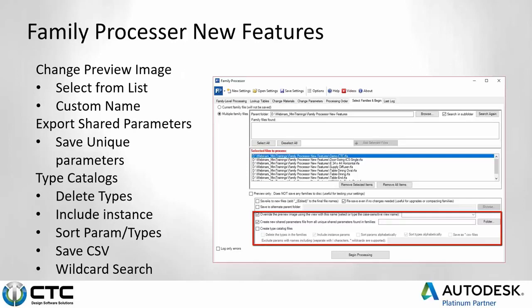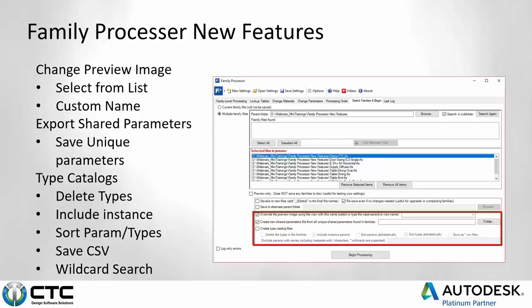The next one is the ability to change the preview image. This was added because of so many issues with how Revit just gives us the preview image, but now you can actually set what preview image you want to list. So you can select from the list, or you can type in a custom name. If you have a view in the family that you're using as your startup, it has a name of the view you want to use, you can pick that from a list, or you can type in a name.